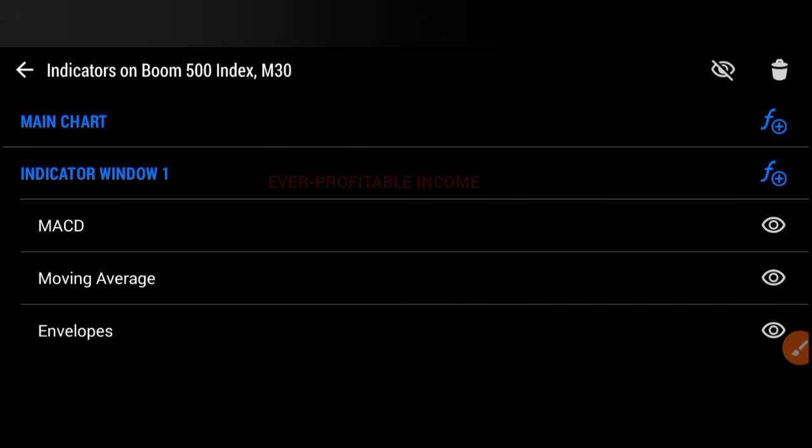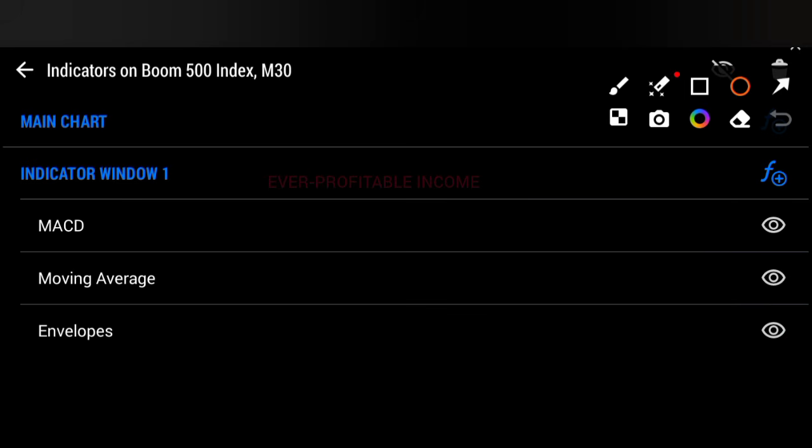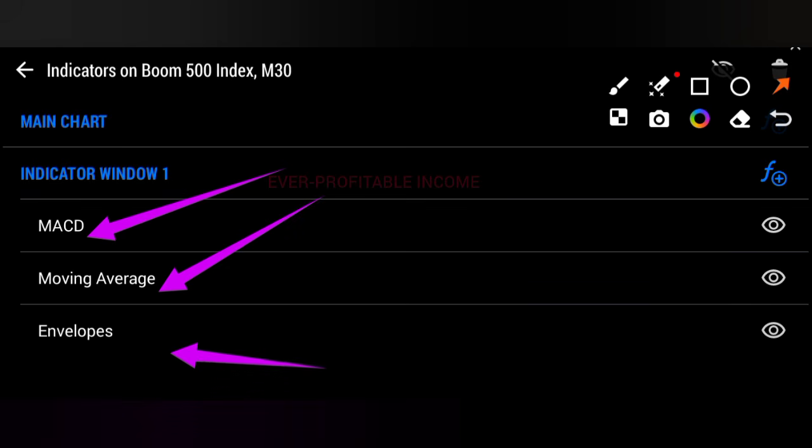So these are the indicators we are using for today, just three main indicators. We don't have any indicator on our main chart, but if you want to, you can add the moving average to identify change in trend. The first indicator right here is the MACD. The next is the moving average, and then the envelope.